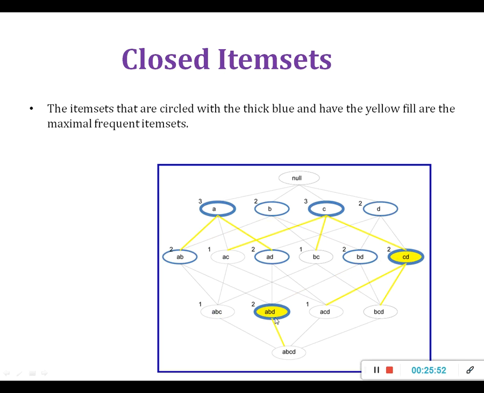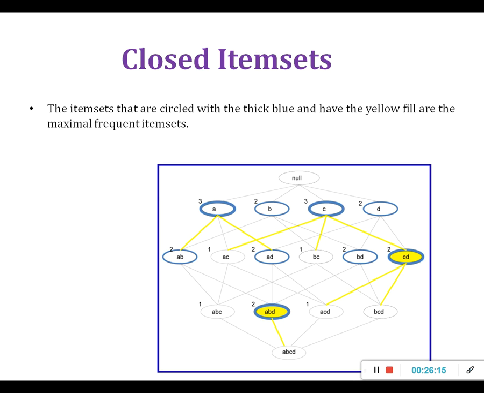Same for ABD. What are the supersets of ABD? Only ABCD. And is ABCD frequent? No, because it is not marked with the blue color, and its frequency count is 0. So that's why I can say that ABD is a maximal frequent item set.